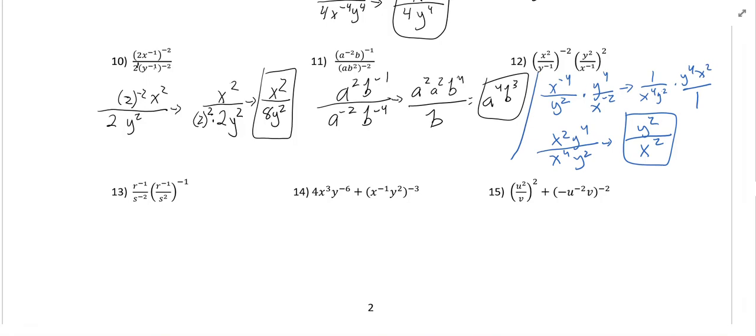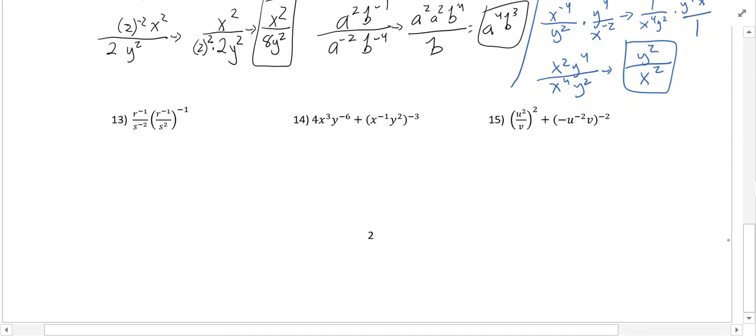Okay, so when we distributed, we got x to the negative 4 over y squared, and then y to the 4th over x to the negative 2. So what I did first is made all those exponents positive. Then I multiplied straight across, which gave me this. And then once I had it as a single fraction, I simplified. So my final answer was y squared over x squared.